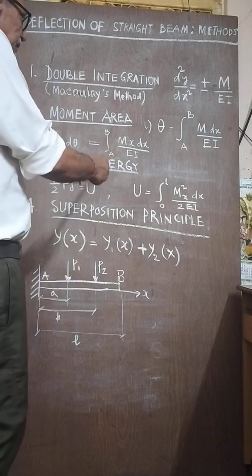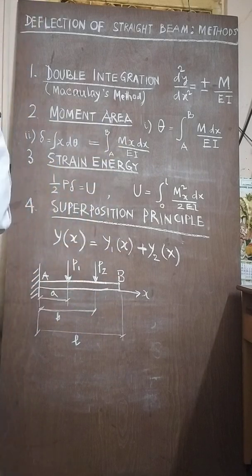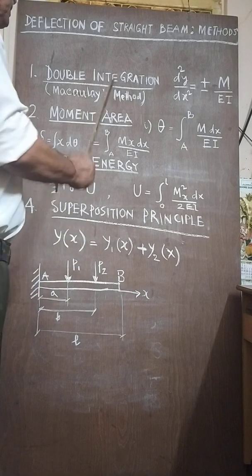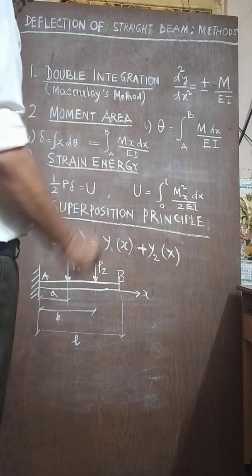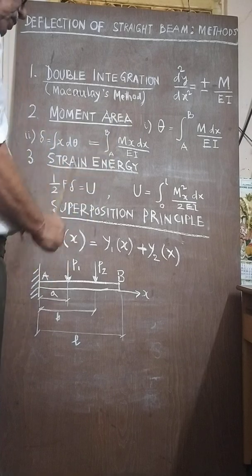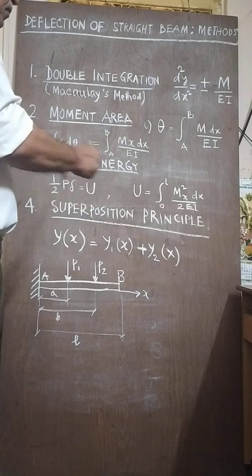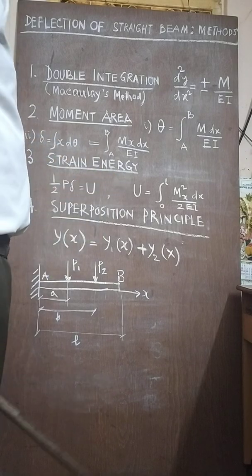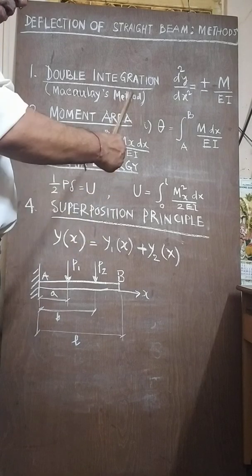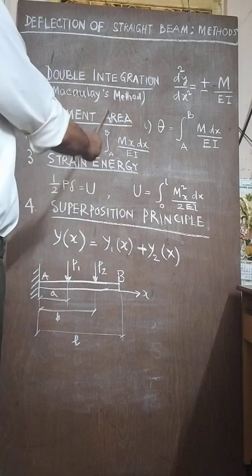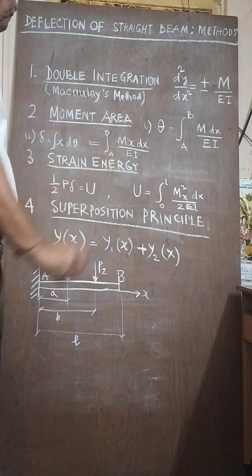And the moment area method is very important particularly for a cantilever beam and a uniformly loaded simply supported beam. When the load is uniform and the central loading is there, the maximum deflection is at the midpoint of the simply supported beam. For such problems, the moment area method is very useful.